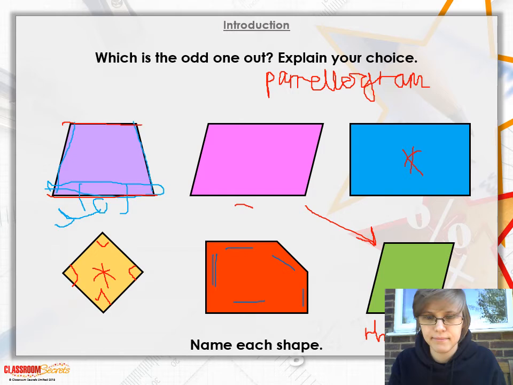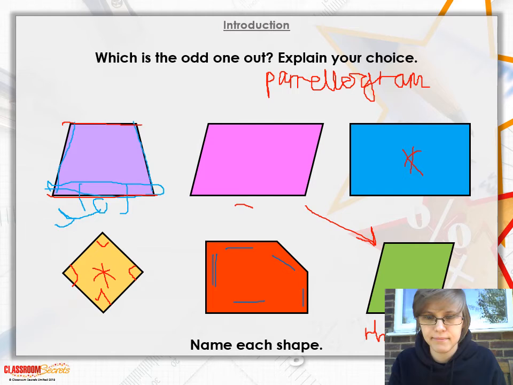Ooh, 5. What's this one called again? A 5-sided shape. It begins with a p. It's not a parallelogram. No. It's a pentagon. A pentagon. Not a pentagram, as I said earlier. It is a pentagon. Alright.